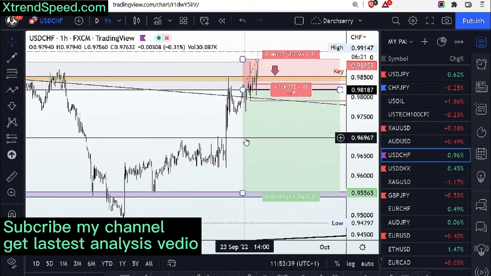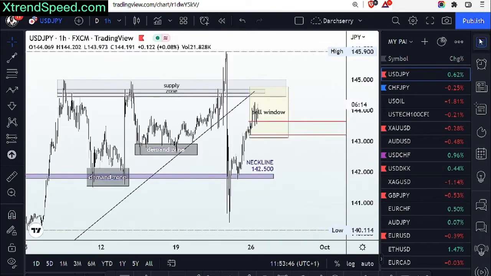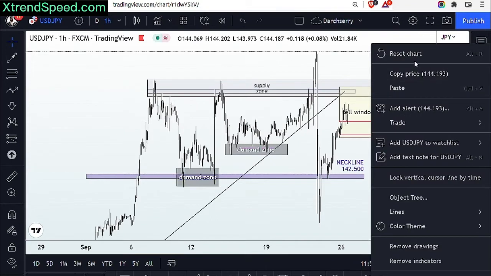If none, let me just do the USDJPY and let's see what our expectations are on the USDJPY for this week. After which, okay, let's go to the daily time frame here and let's see what is happening.